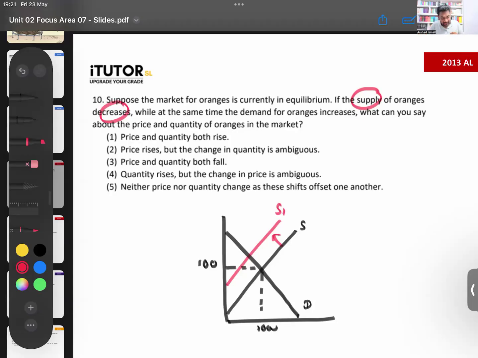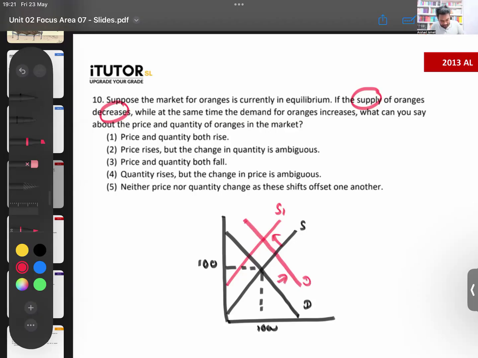So supply is falling, demand for oranges is going up. So then that also they haven't told me how much it is going up. A little, a lot, but they have told demand for oranges is going up. So therefore, I will increase the demand for oranges.